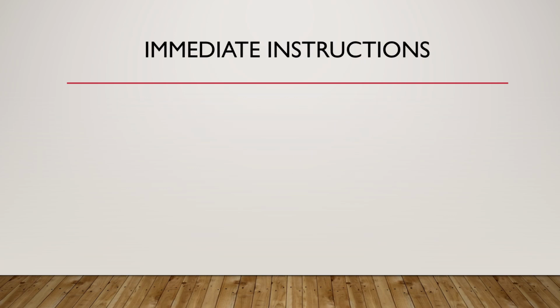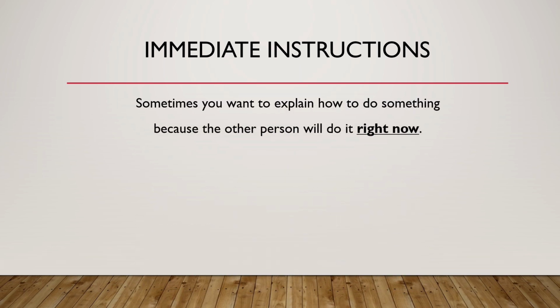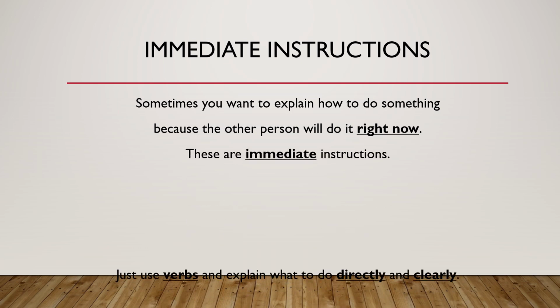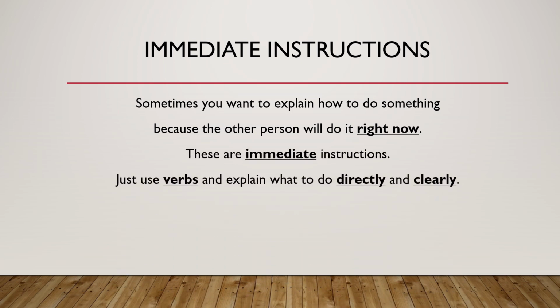Immediate instructions. Sometimes you want to explain how to do something because the other person will do it right now. For example, when you're cooking, you open the cookbook, you read the recipe, and you do it now. These are immediate instructions. Just use verbs and explain what to do directly and clearly.